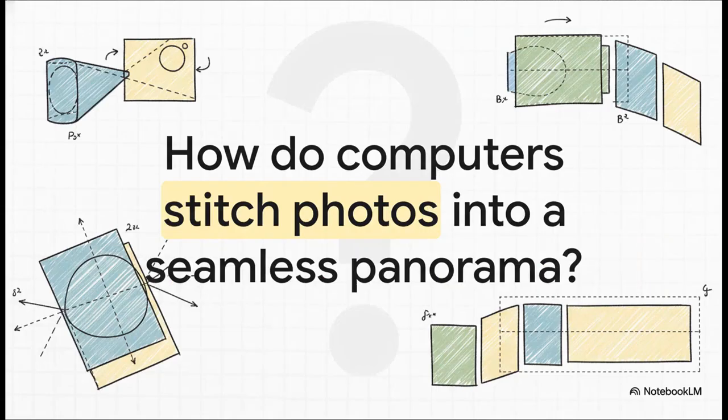I mean, really think about it for a second. Your phone pulls this off in a couple of seconds? But behind that super simple action is this incredible dance of mathematics and algorithms. And this one problem, just stitching images together, is the perfect way for us to dive into the fundamental challenges and frankly, the really ingenious solutions that are at the very heart of computer vision.